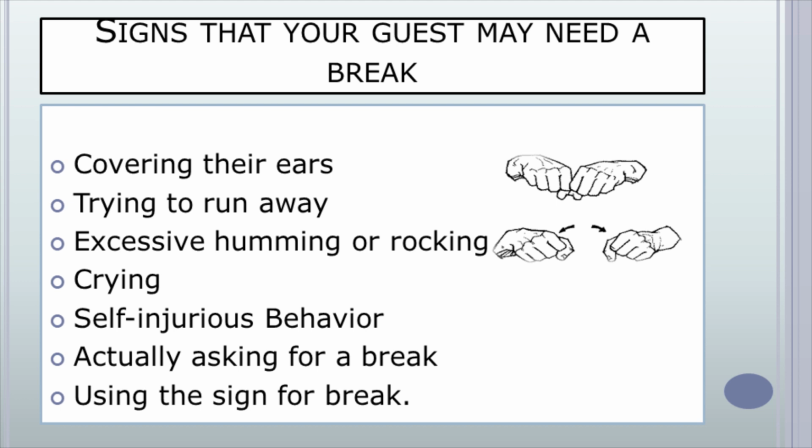Crying is an obvious one. It just means they don't want to be there. So the same would apply. We didn't really see any self-injurious behavior last year, but if we have a guest who is hurting themselves, immediately ask for help, and someone will help you get them to the sensory room. If they actually ask you for a break, that is an obvious one, so then I would give them the break they're asking for, or using the sign for break in the picture that you see. Then they're asking you, please give me a break.